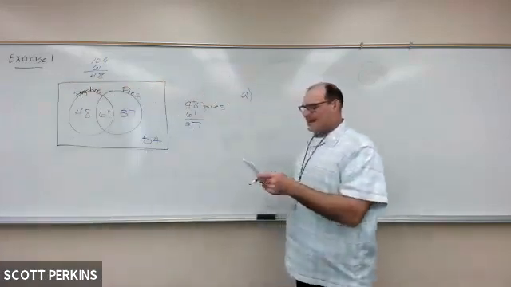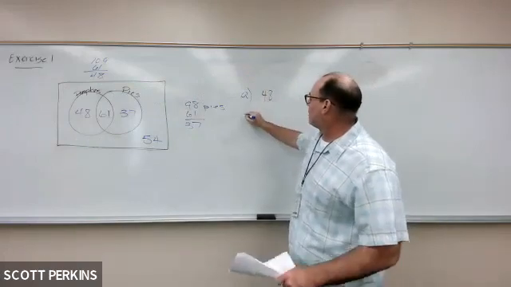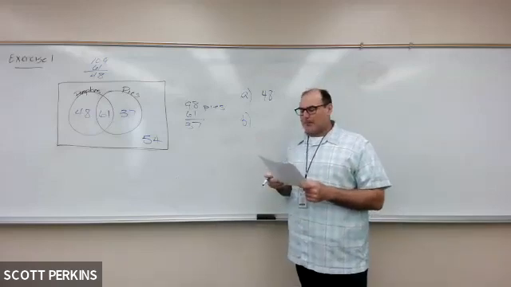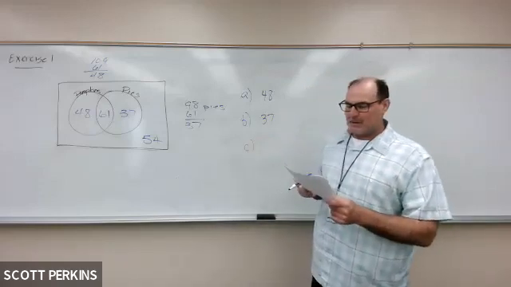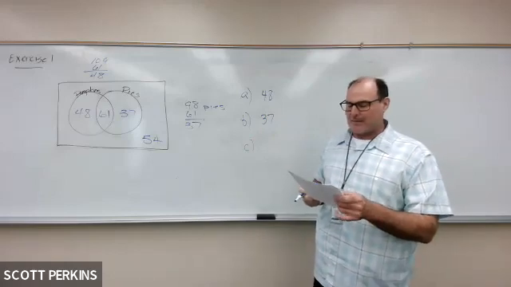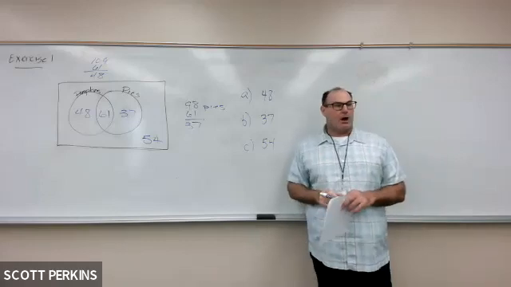So the first one says, how many purchased only pumpkins? And I'm sure you wrote 48. I'm hoping you wrote 48. How many people purchased only pies? That's 37. And then last but not least, how many did not purchase either of these things? That's the 54. Are we doing all right so far?